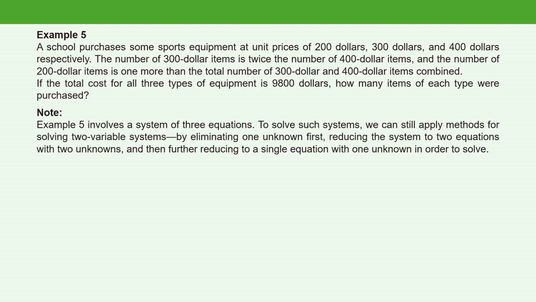Example 5 involves a system of three equations. To solve such systems, we can still apply methods for solving two-variable systems by eliminating one unknown first, reducing the system to two equations with two unknowns, and then further reducing to a single equation with one unknown in order to solve.